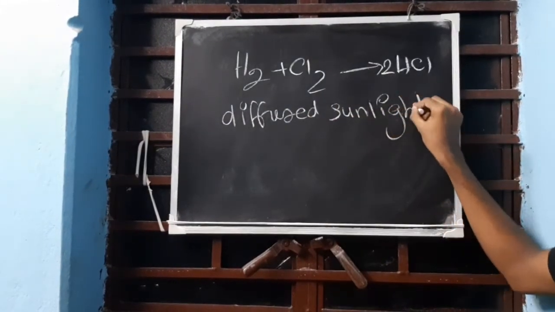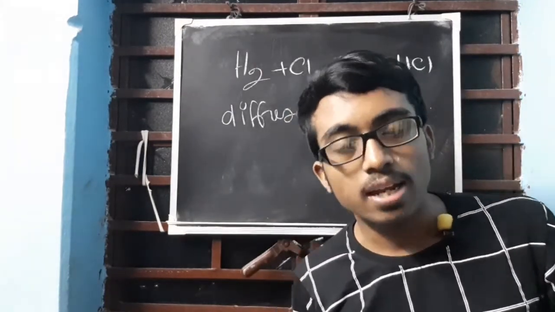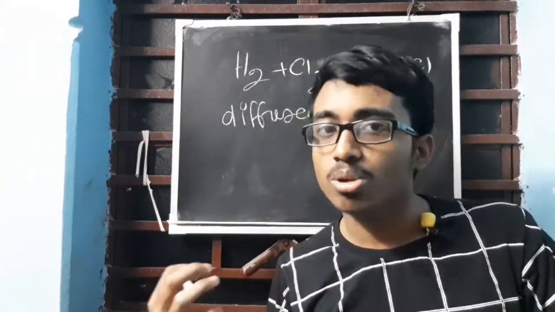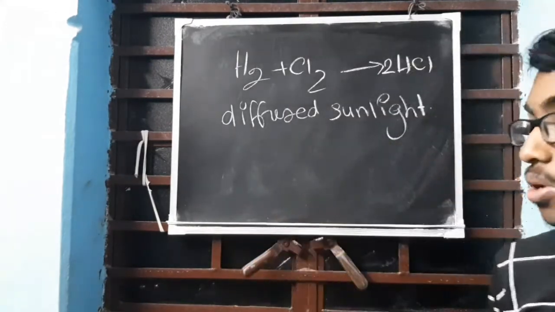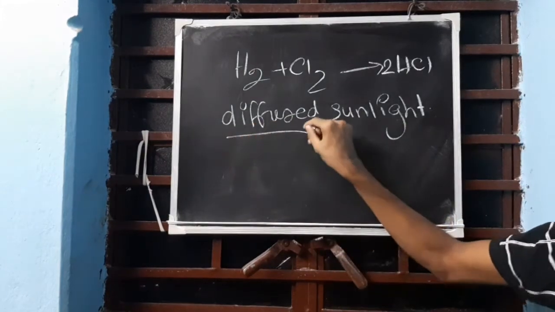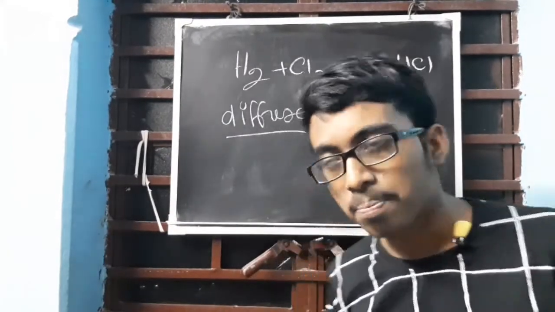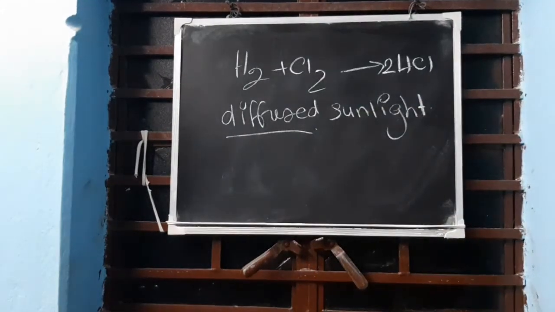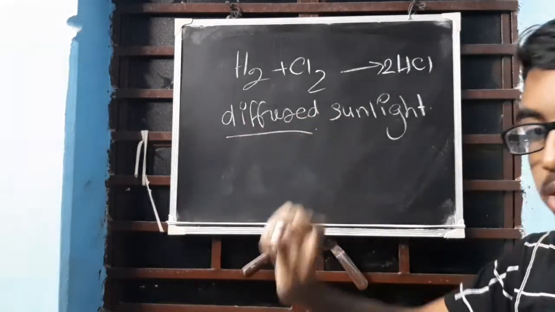You cannot put it in direct sunlight, because then it will be explosive. And if you put it in the dark also, the reaction is not going to occur. So everywhere there is a problem. So, diffuse sunlight. You need to give sunlight, but that is not continuous. In a diffuse state. Clear? Partial sunlight, not direct.